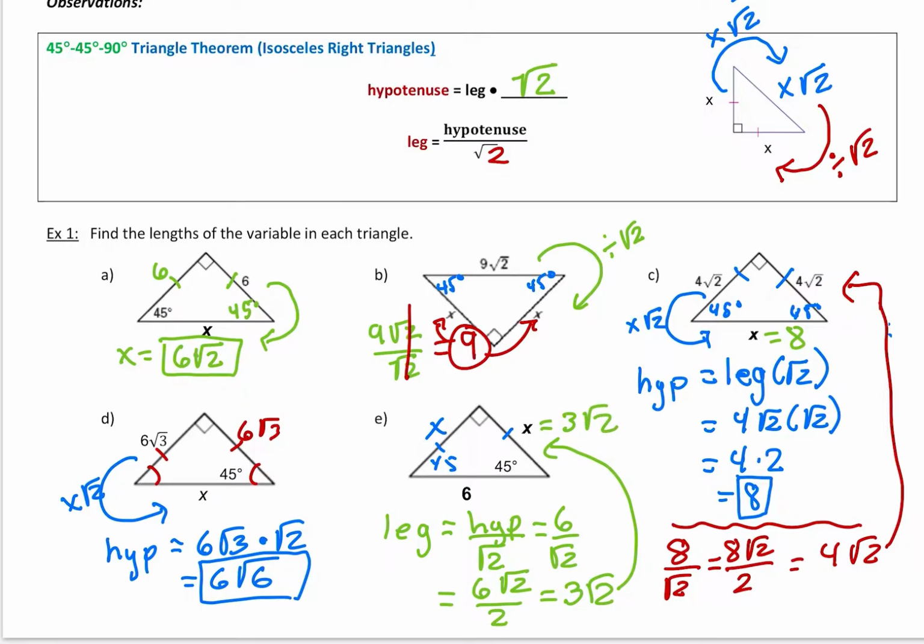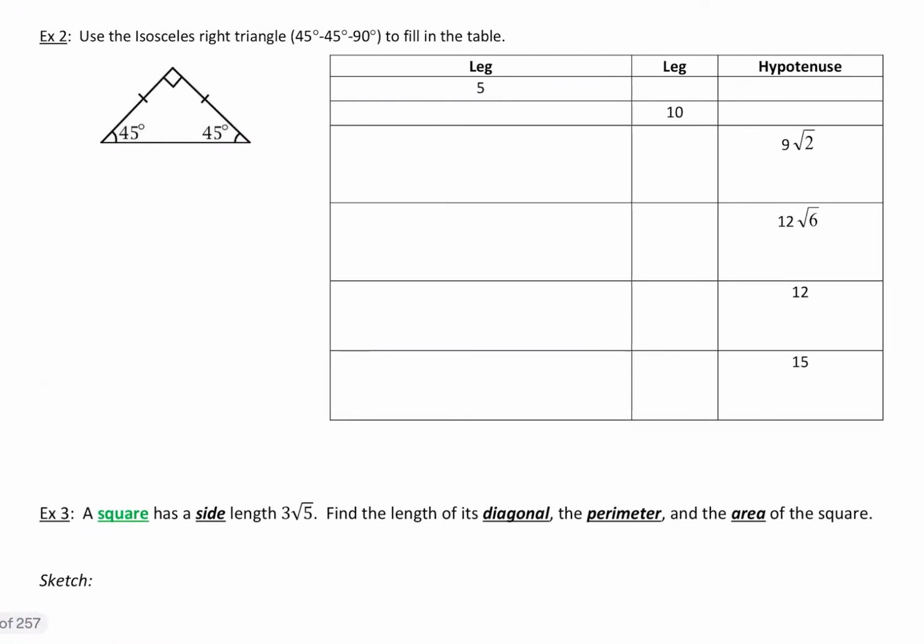Go ahead and check your work. Multiply the leg by the square root of 2. Do you get 6? And sure enough, you do. All right, so what I'd like you to do right now is fill this table out. Pause your video, come back, and check your work.